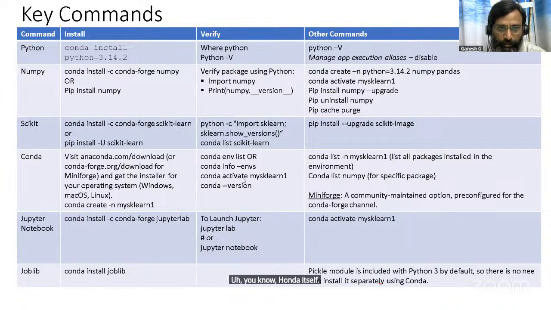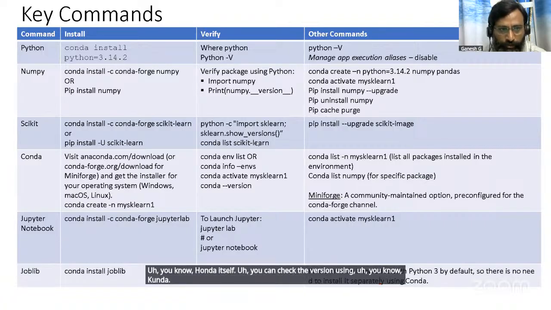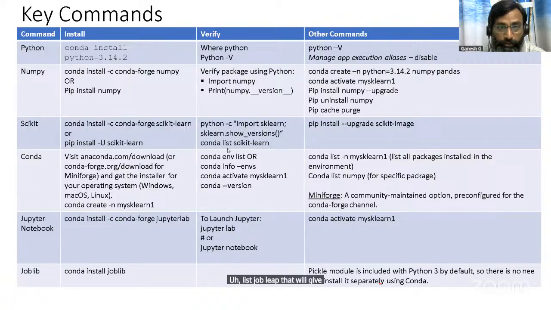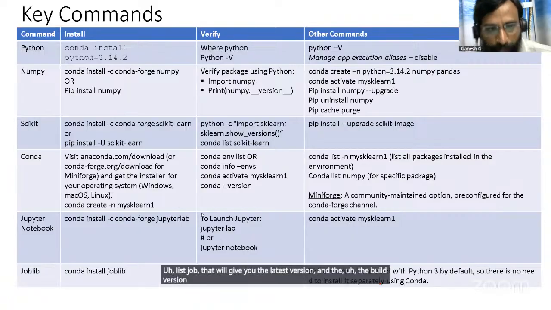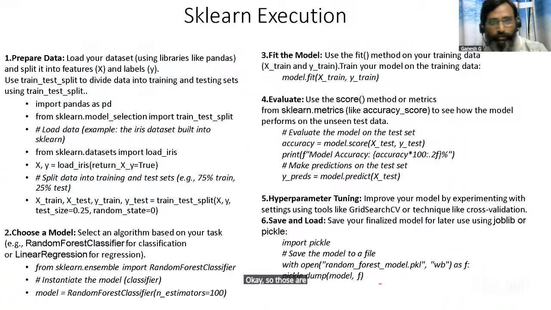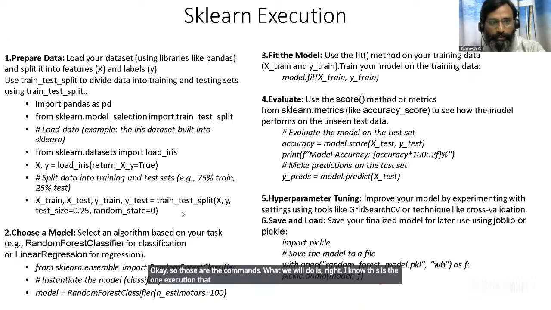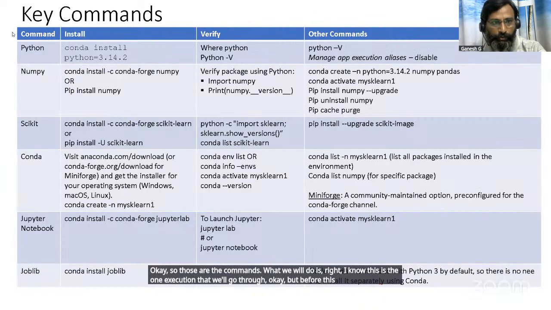You can check the version using conda list joblib. That will give you the latest version and the build version that is installed on the environment. Okay, so those are the commands. What we will do is, this is the one execution that we'll go through. But before this, I will show you all these executions that we can have on the environment.